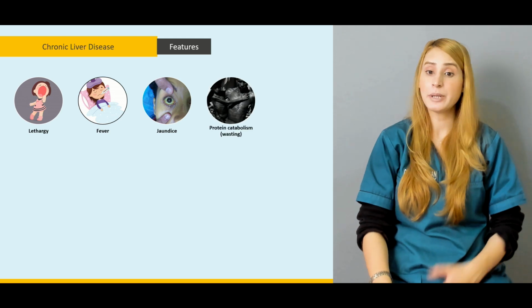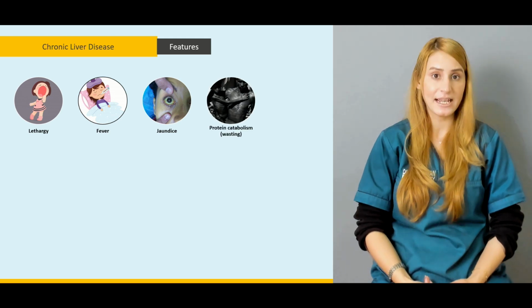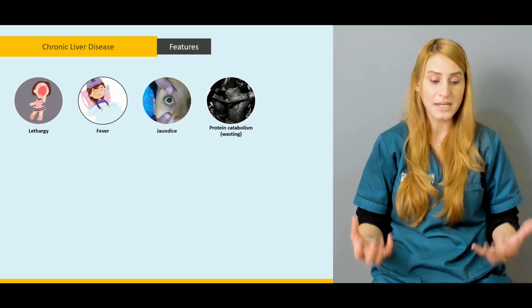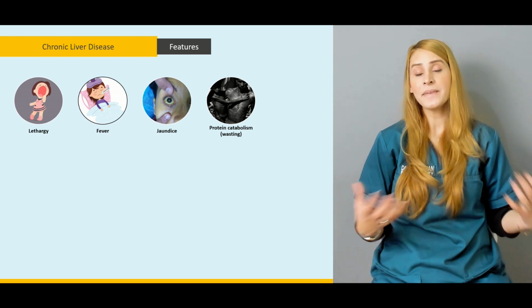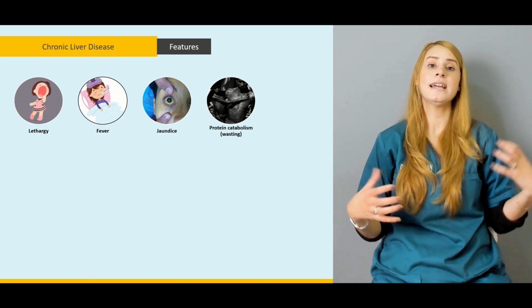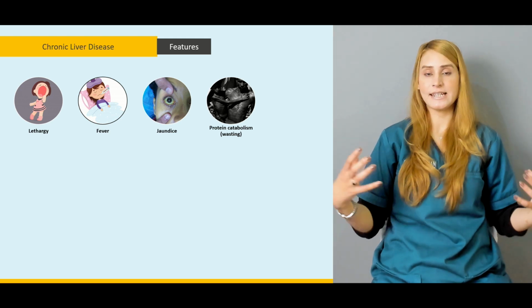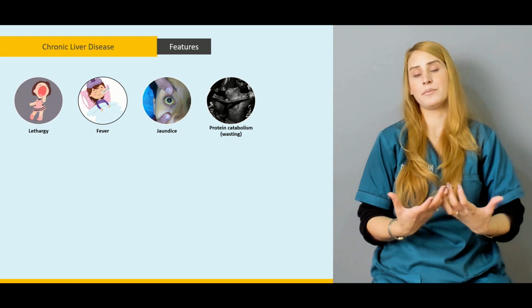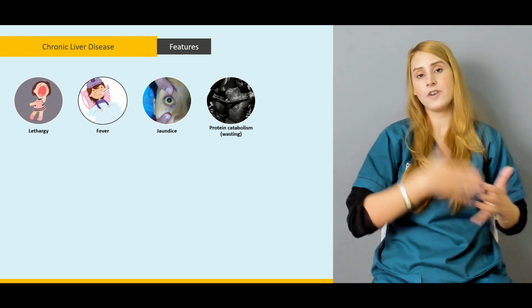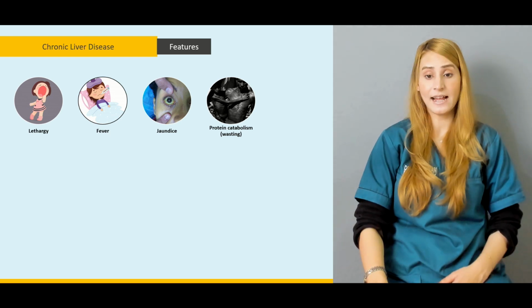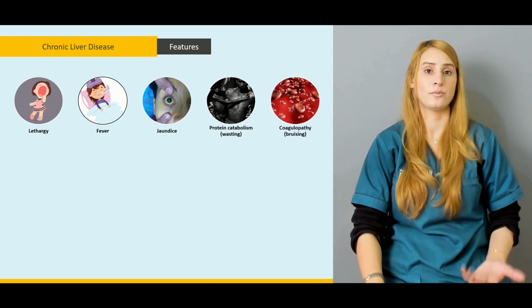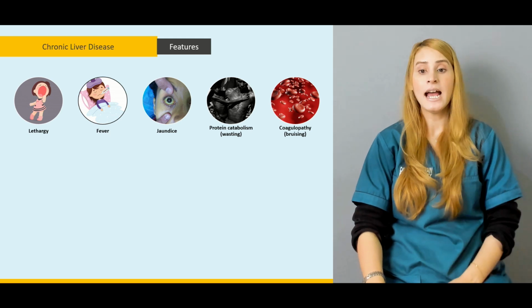Then the patient has a protein catabolism, because the liver has an anabolic effect. So the liver is actually anabolic in nature, and it's producing the proteins from the amino acids. So whenever the functional part of the liver is being compromised, there would be protein catabolism, and because of that, the patient will have the wasting of the muscles.